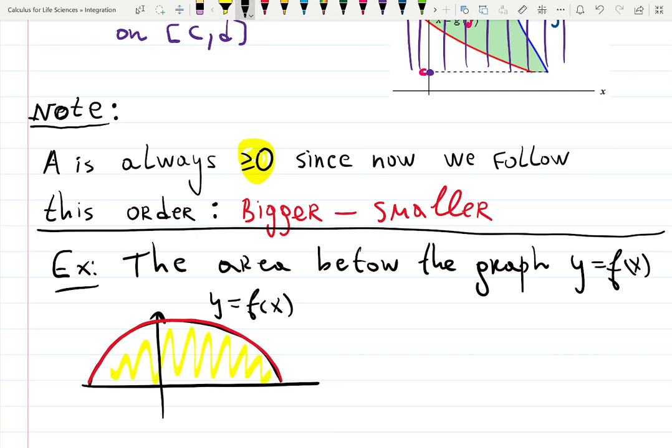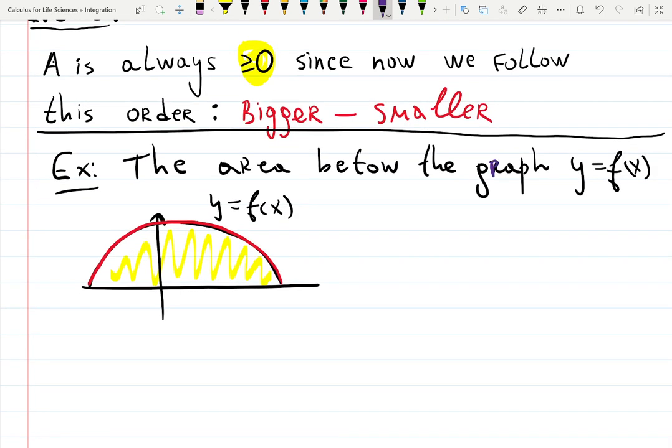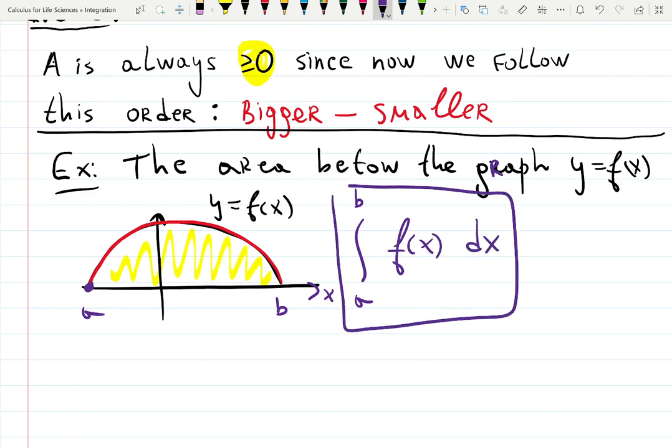We told you a lie, honestly. We said this is the integral from a to b on the x-axis, from a to b, f of x dx. And we said this is how we define integration. Integration is the area below the graph. What do you think now? What is actually this integral should be?